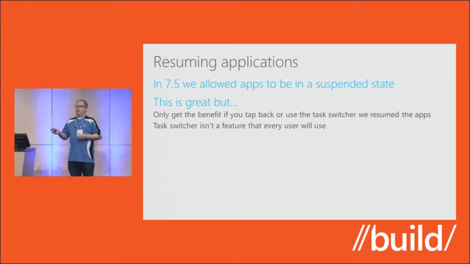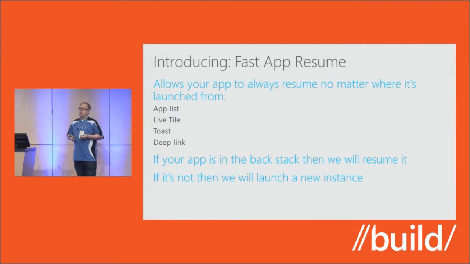They're just going to go launch the application or hit back. And if they do that, then they don't get any of the benefits. So at the moment with fast application switching, only really kind of power users get the benefits. So in Windows Phone 8, we're introducing something we're calling Fast App Resume.